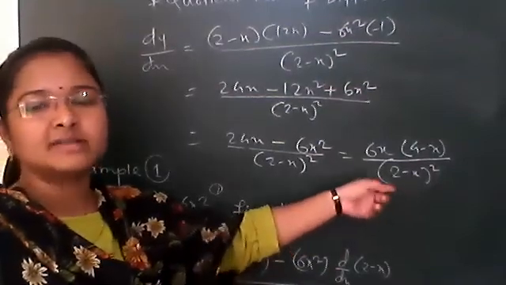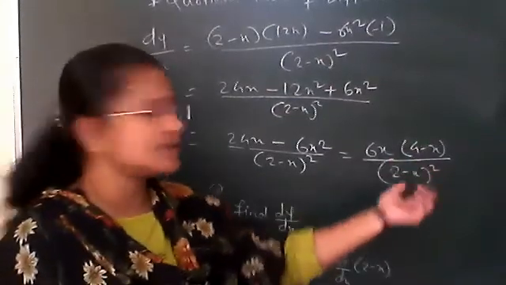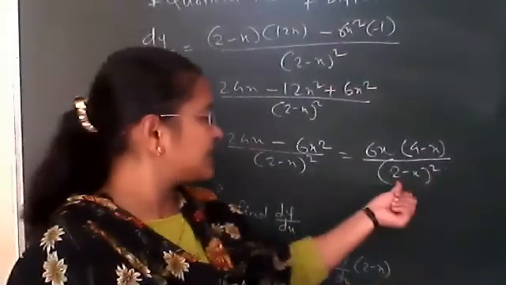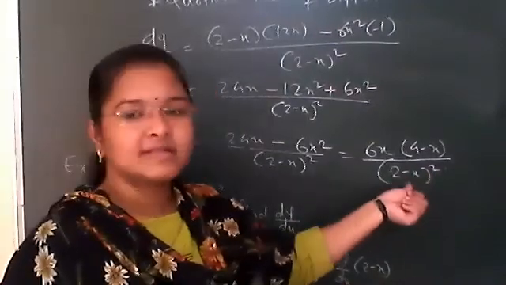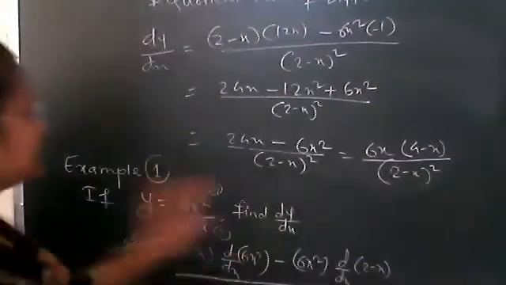Any doubt in this? No doubt, ma'am. No, ma'am. This we cannot cancel: 4 minus x upon 2 minus x whole square. Because in that, the expansion will have 4 plus x square and minus 4x will be there. So what is the derivative then?